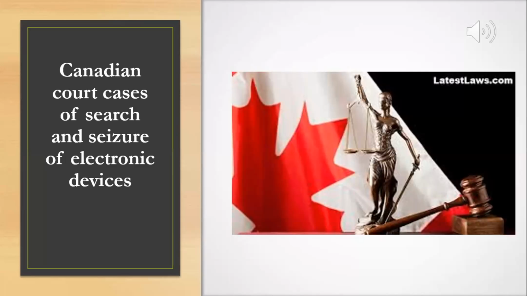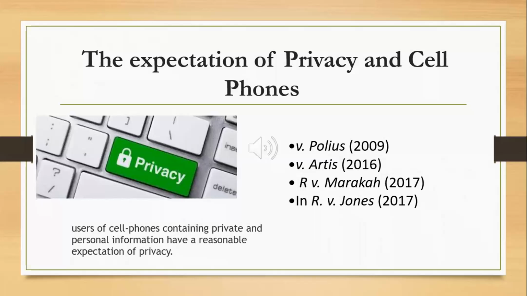Canadian court cases of search and seizure of electronic devices. The expectation of privacy in cell phones. Canadian courts found that users of cell phones containing private and personal information have a reasonable expectation of privacy. It is on a case-by-case basis, in regard to the totality of circumstances, that it is determined whether an individual has a reasonable expectation of privacy.